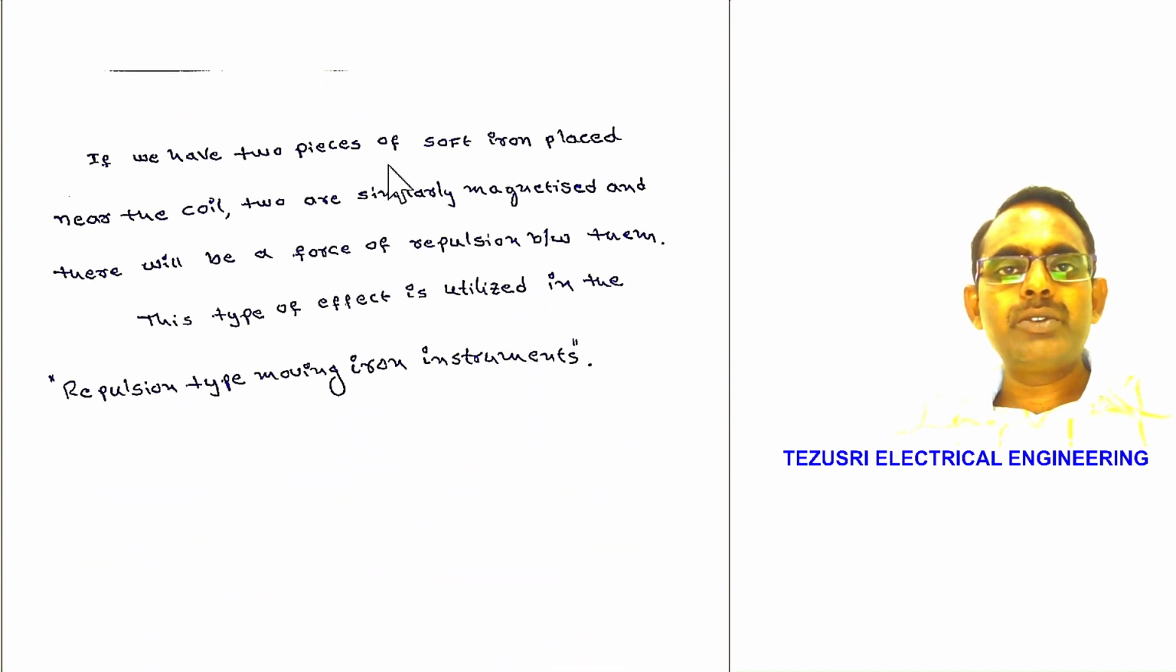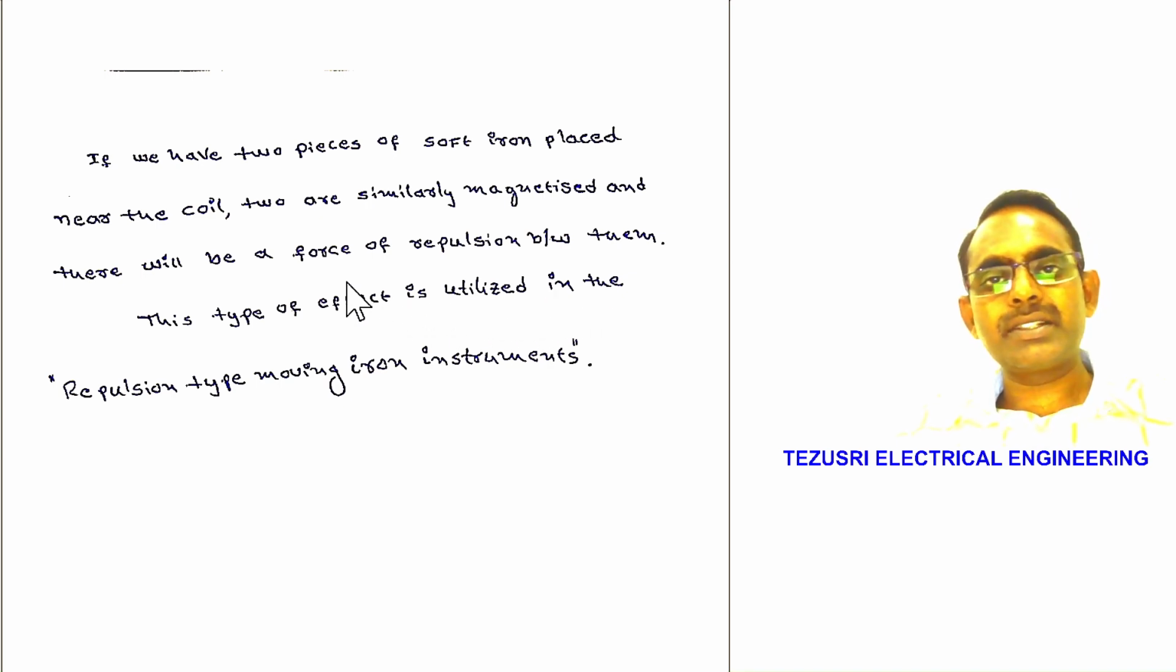If we have two pieces of soft iron placed near the coil, the two are similarly magnetized and there will be a force of repulsion between them. This type of effect is utilized in repulsion type moving iron instruments.